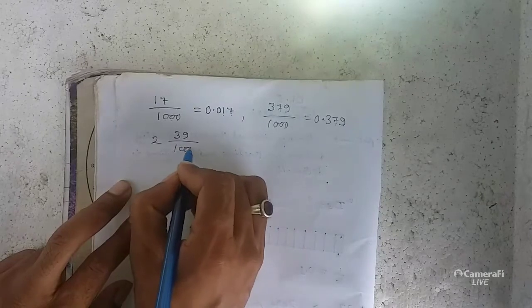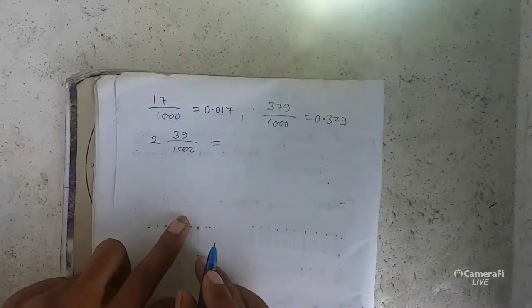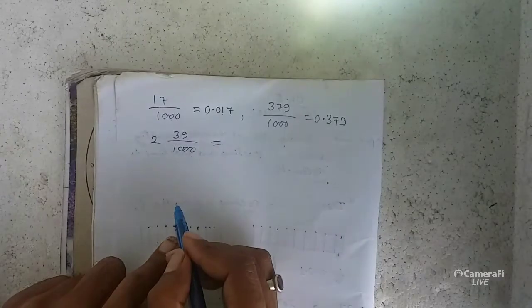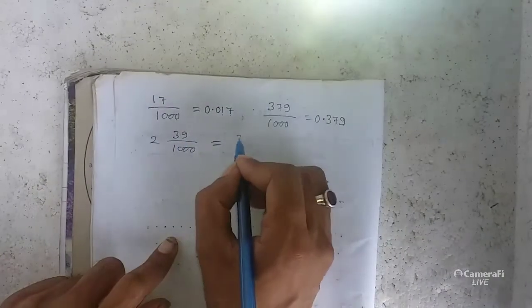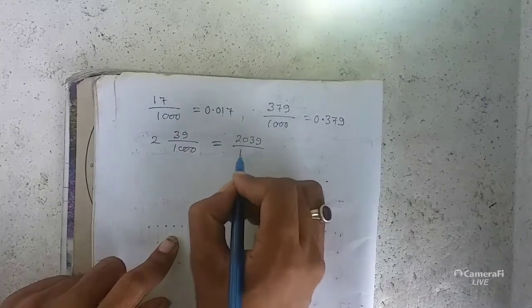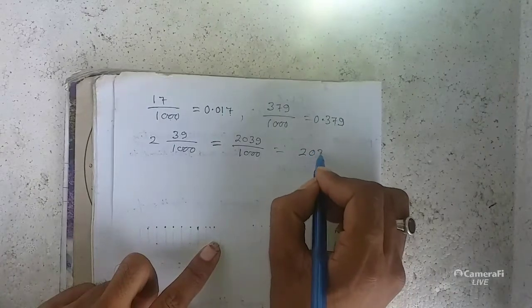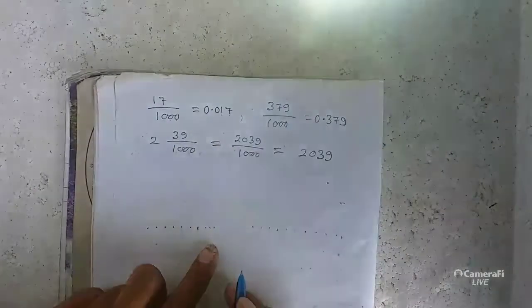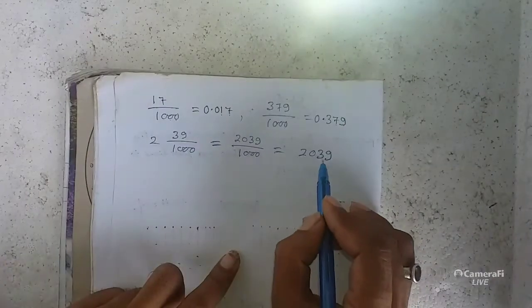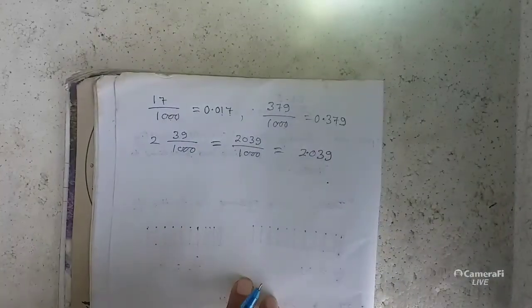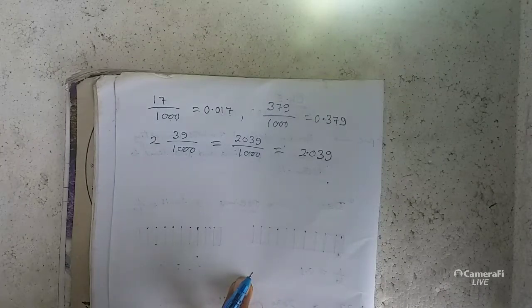If there is a mixed fraction, suppose 2 whole 39 by 1000, change the mixed fraction into improper. So, 2 into 1000 is 2000, 2000 plus 39, 2039 by 1000. Now, write the complete number from the numerator and put the decimal after 1, 2, 3 digits, put the decimal here. So, 2.039 becomes the number in decimal.